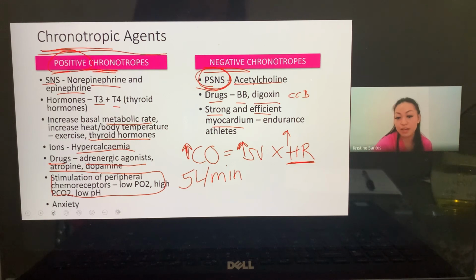So that's why they have physiological bradycardia. That's why athletes have really low heart rates, because they don't have to have such a high heart rate, because their stroke volume is already high from their very efficient myocardium. So I hope that makes sense.